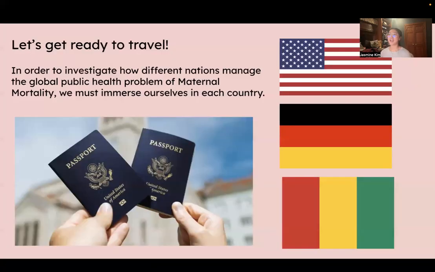In order to investigate how different nations manage the global public health problem of maternal mortality, we must immerse ourselves in each country. Today we'll be traveling to 3 different countries, first the United States of America, then the Federal Republic of Germany, and finally the Republic of Guinea.